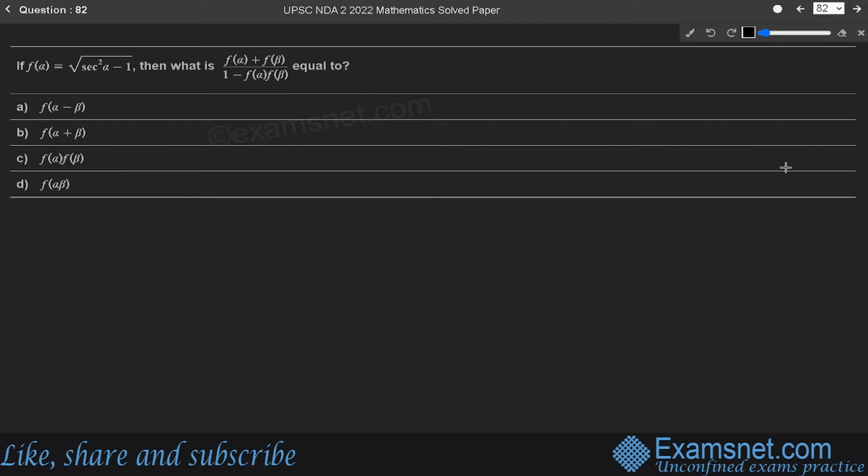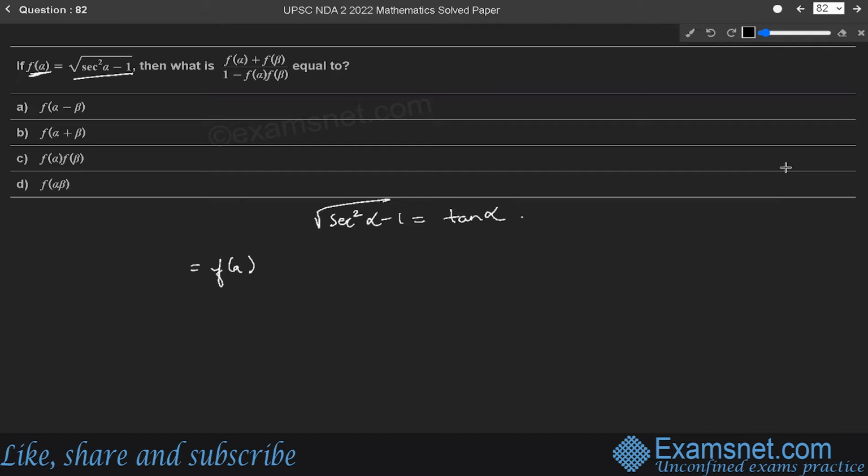Next question is: if f of alpha is equal to under root sec square alpha minus 1, then what is f of alpha plus f of beta upon 1 minus f of alpha into f of beta equal to? It is a very simple question. We know that under root of sec square alpha minus 1 is equal to tan alpha. So f of alpha is tan alpha.